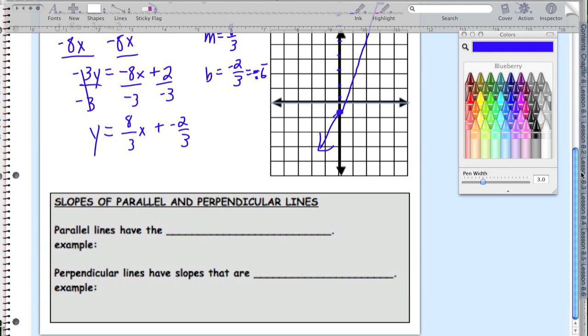Now let's take a look at slopes of parallel and perpendicular lines. Parallel lines are two lines that are right next to each other, never going to touch. Perpendicular lines are lines that cross and make a right angle when they do. So parallel lines have the same slope.